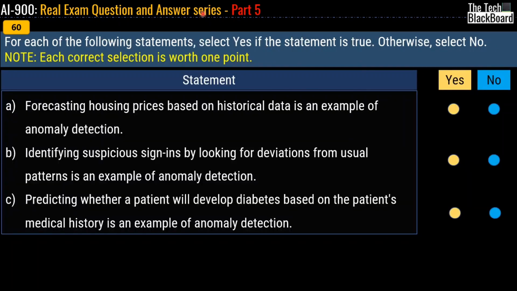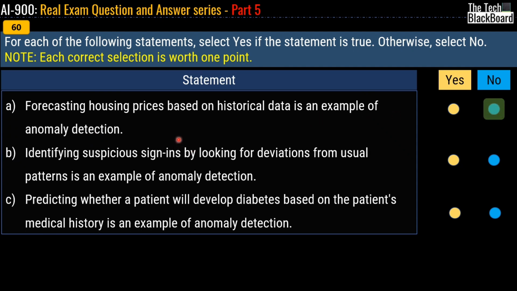And now on your screen is question number 60, which is the last question for our part 5 in our AI-900 real exam question and answer series. This again is a statement based question and you have to tell whether the statement is a yes or a no. Let's read the first statement. The first statement says, forecasting housing prices based on historical data is an example of anomaly detection. The correct answer for this statement is no.